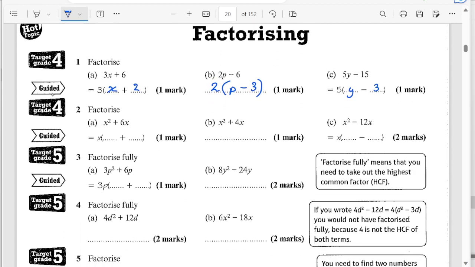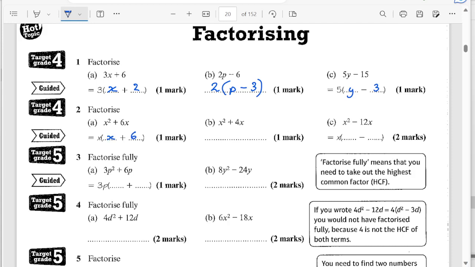Right, our next layer, we've got algebra as our factors. So we take x out as a common factor of these two terms, and that would mean, what do we need to times x by to get x squared? That would be x. And what do we need to times x by to get 6x? That would be 6.